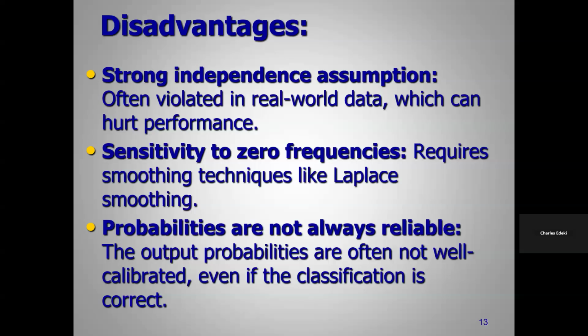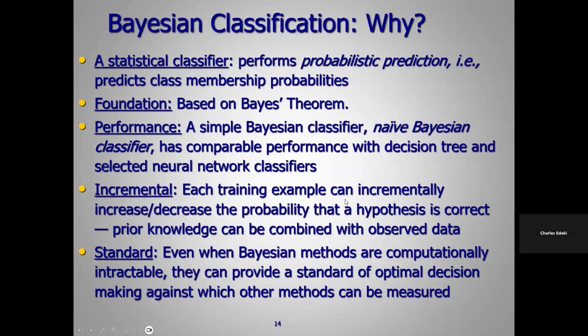So those are the disadvantages. And okay, so we just classify everything by Bayesian classification. Why do we need it? First is a stack classifier, foundation, performance, incremental, and also standard. And the standard, we say even when Bayesian methods are computationally intractable, they can provide a standard of optimal decision making. Again, we almost discussed all this, but just to get the whole idea together.